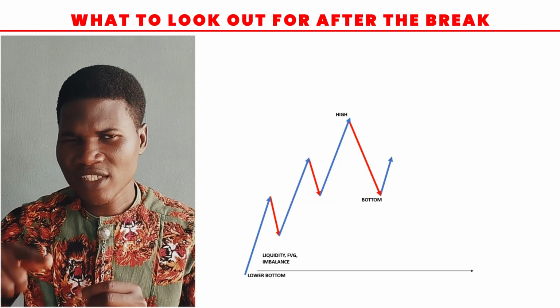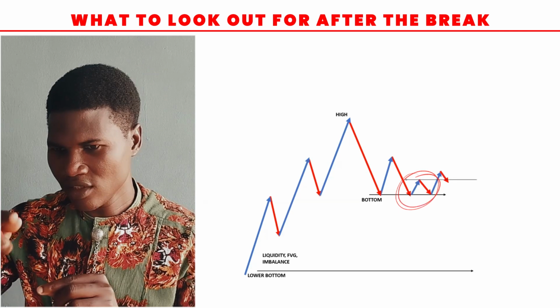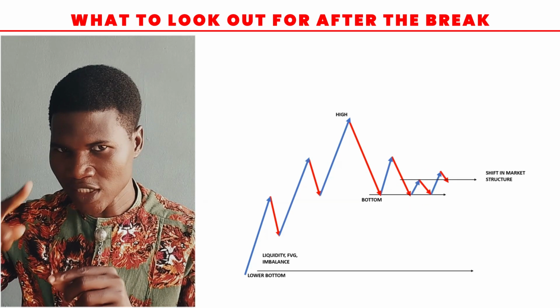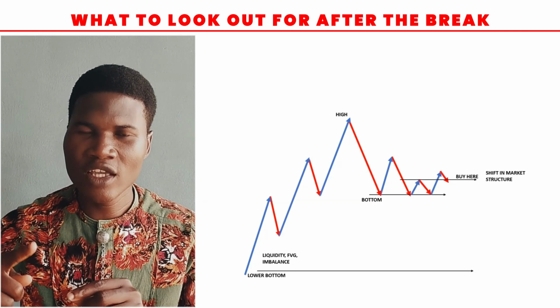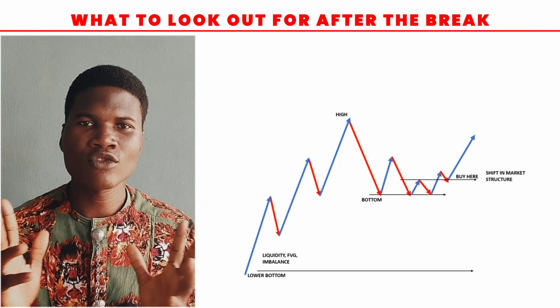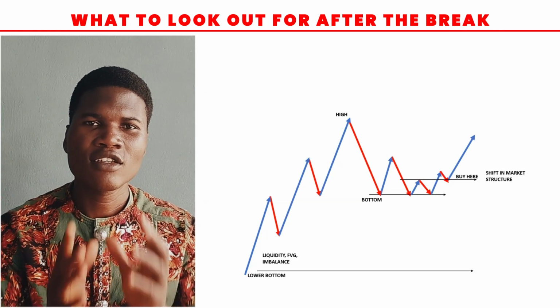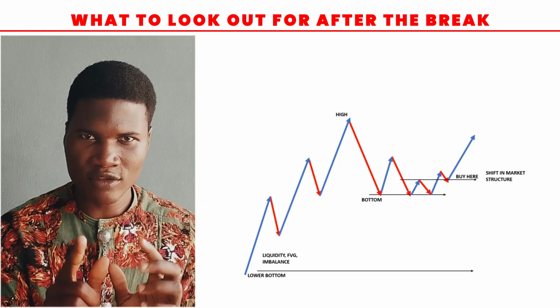Then if the market starts creating a W at that low, then it pushes up, creating a shift in market structure, you'll be looking forward to buy from that bottom to the nearest top. So that is what you do. So these I just mentioned are the things you consider in the second step.